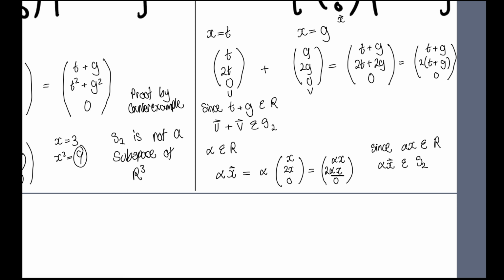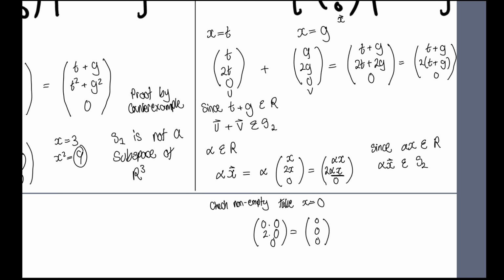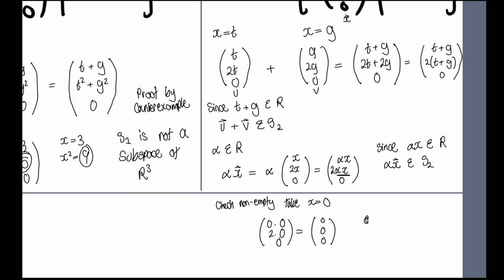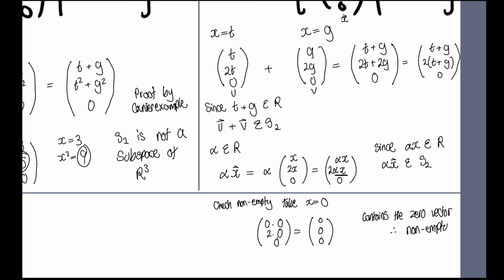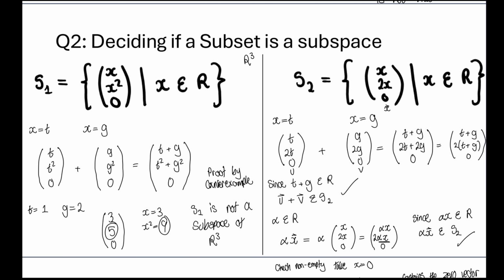Now, we must also check that this is non-empty. So to check if this is non-empty, we take x equal to 0, and we get 0 multiplied by 0, 2 multiplied by 0, and then 0. So then we get 0, 0, 0. So this contains the zero vector. Now that we have shown that the addition operation works, the scalar multiplication operation works, and it is non-empty, we can clearly conclude that S2 is a subspace.